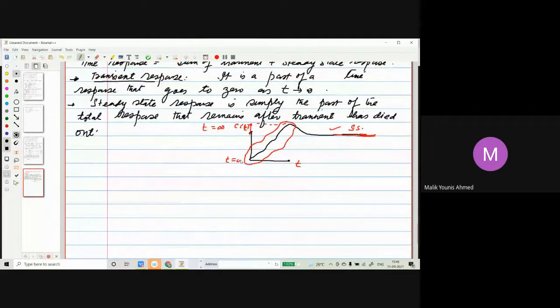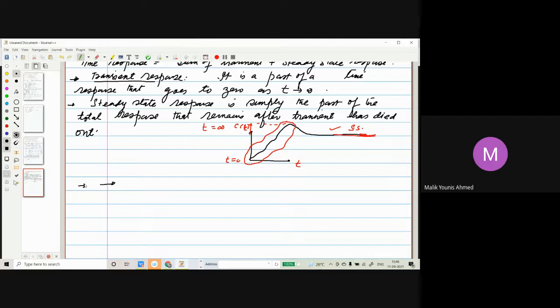Now, next, when we talk about practical control systems, all practical control systems that exist exhibit some transient behavior to some extent, and then finally they attain the steady state. So practical control systems will show the transient response to some extent, and before that response dies out, they will attain a steady state response. This is a practicality of all control systems in nature.